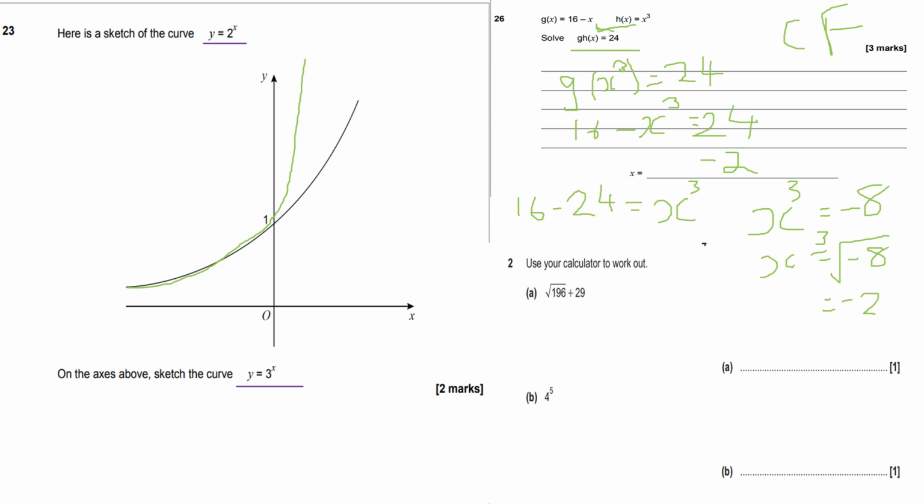Question 2, use your calculator to work out this. That will give me 14 when I type it in my calculator, plus 29. So that will give me the answer of 43. The next one, work out the value of 4 to the power of 5. That means 4 times 4 times 4 times 4 times 4. And that gives the answer of 1024 when you enter it into your calculator.